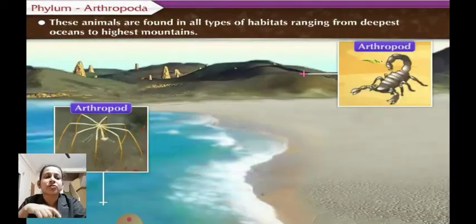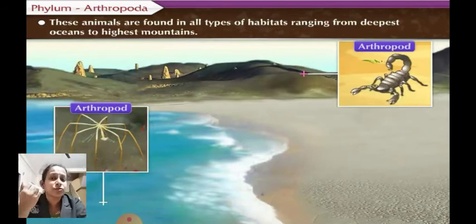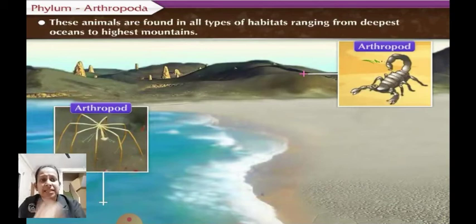Then on the highest mountains also, you can see certain animals of this phylum are found. When you go higher and higher, the oxygen level goes on decreasing, which is very important for respiration of the higher animals, like all the different phyla which have gill slits or lungs for respiration. Now these animals do not require gill slits and all. Fine. So these animals are found in all types of habitat, ranging from deepest oceans to highest mountains. So remember, they are highly successful animals and the largest group of animals.